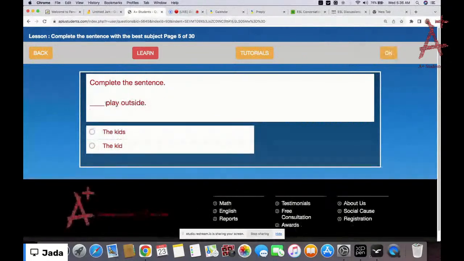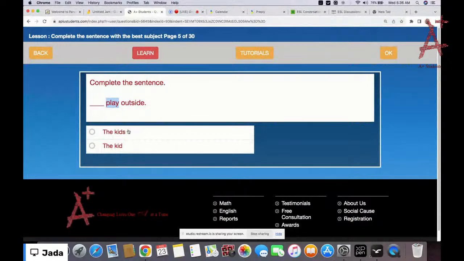Now you see that it doesn't have an S, it says play outside. So because it doesn't have an S, we need a subject with an S. So it's going to be the kids. The kids play outside. Okay? So everybody, you see that that's how it's done. Okay, this is how you do it, and this is how you get your answers.